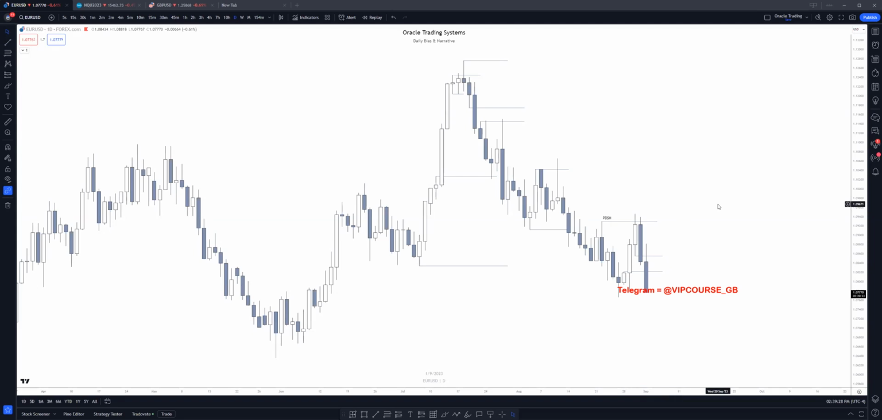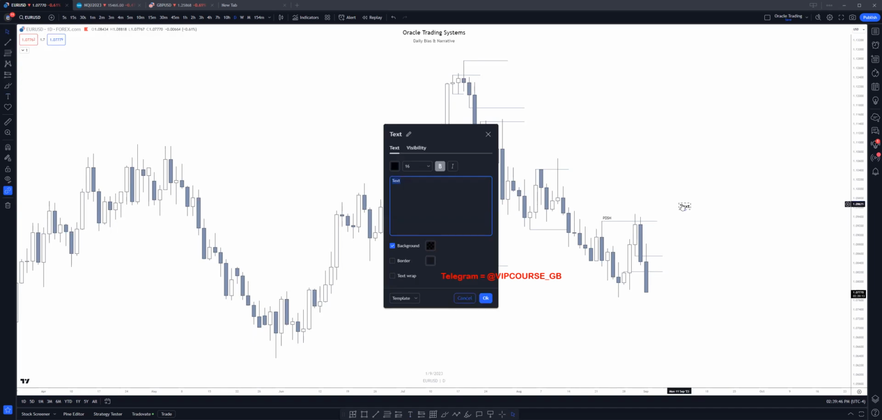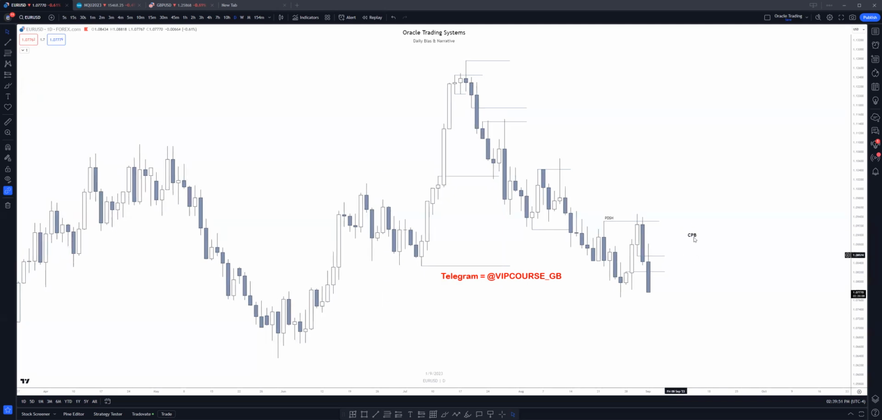Now, what we can expect here is a pullback, but we do not have to look for a full reversal just because it taps into an FEG. If our overall narrative is bearish, we're going to look for it to act as a cause for pullback. So a cause for pullback, or a CPB, this simply means that it can give us a reaction, and it may be a tradable reaction, but we're not looking for this to be a reversal point. We're just looking for it to act as a cause for a pullback.